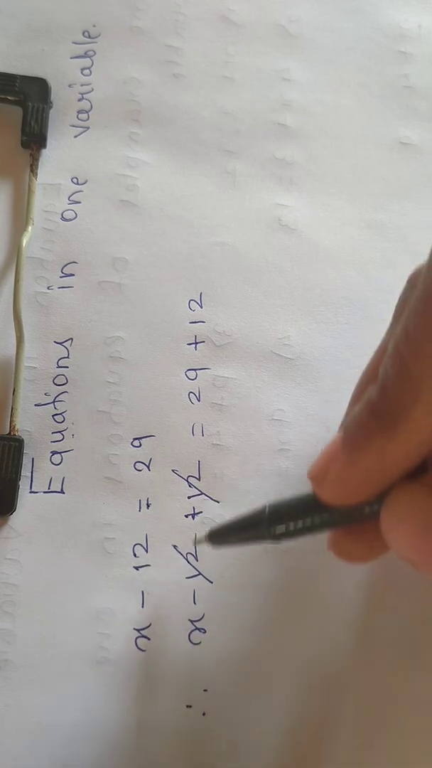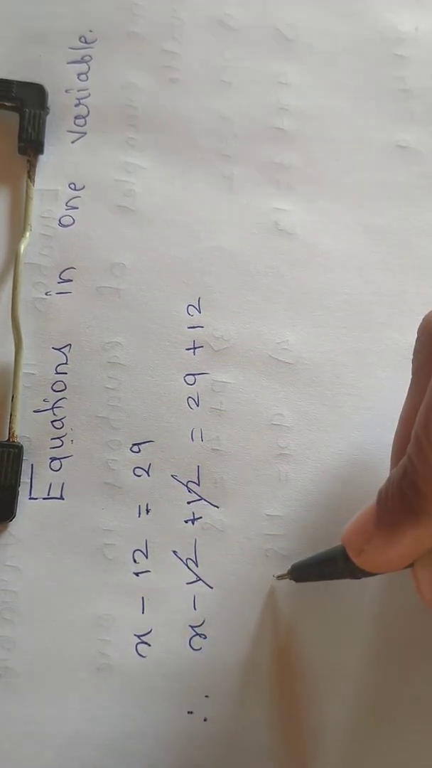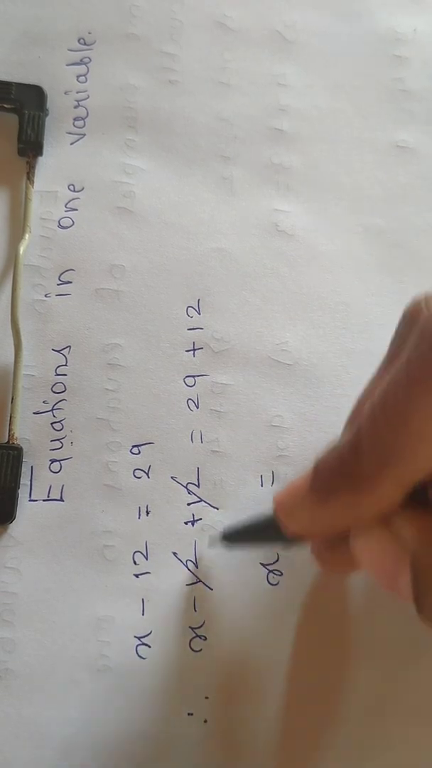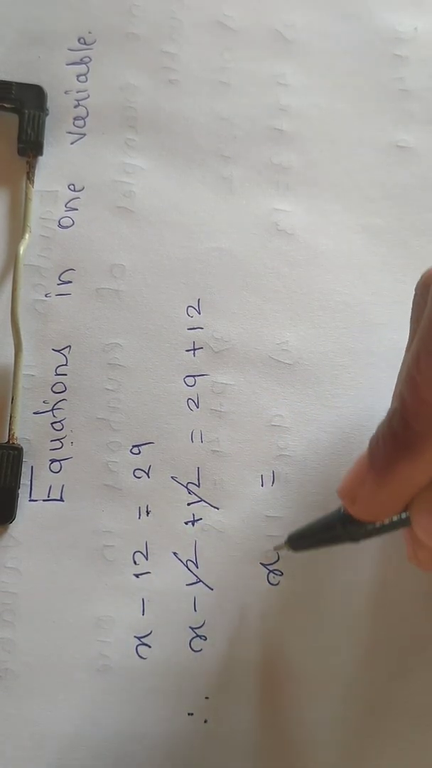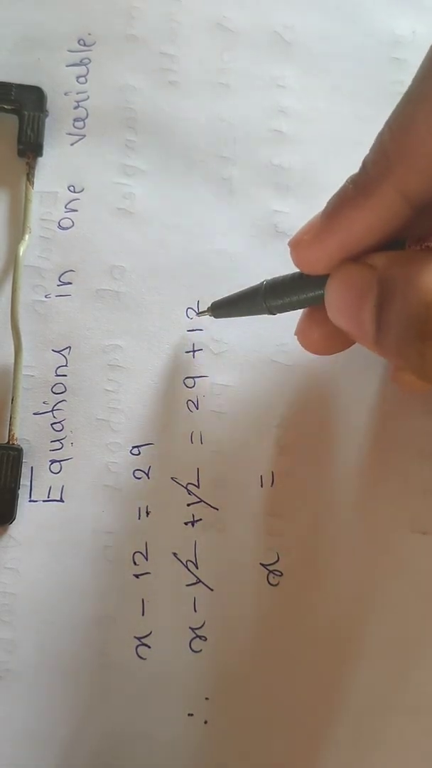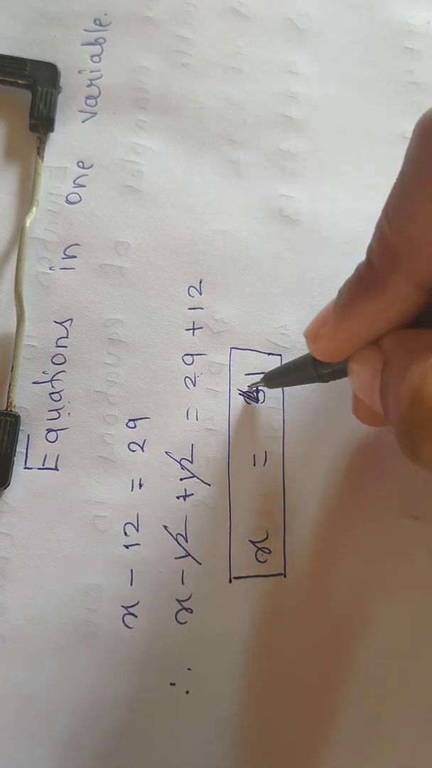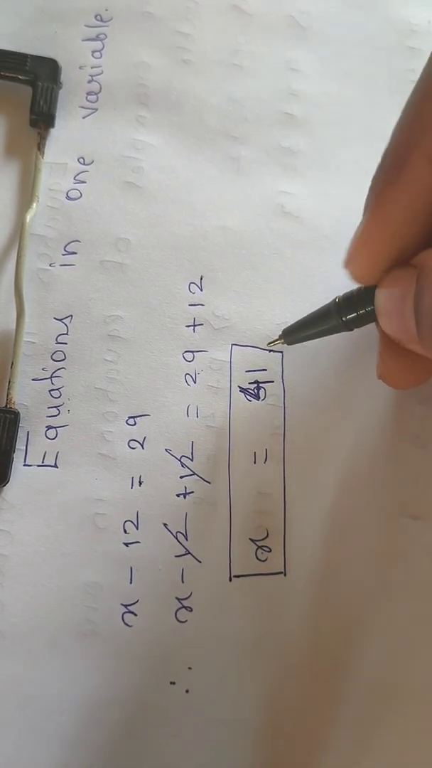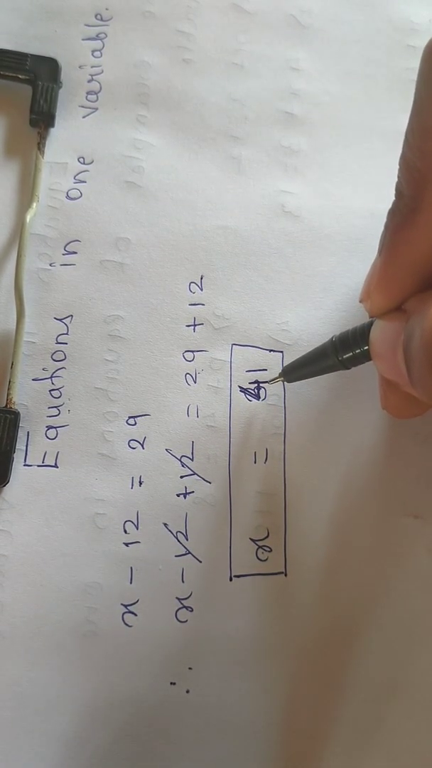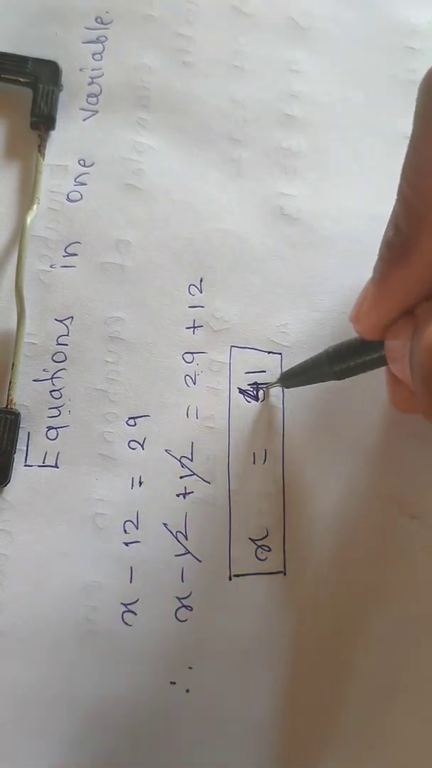They have cancelled now. Minus 12 plus 12 becomes 0. So only x remains here. X is equal to, this becomes 0, x plus 0 is x, or x minus 0 is also x. Now 29 plus 12 is 41. By mistake I had written there 31. So the answer of 29 plus 12 is 41.